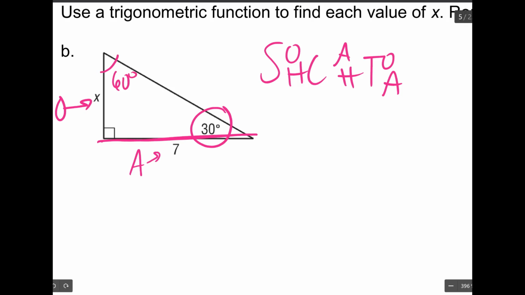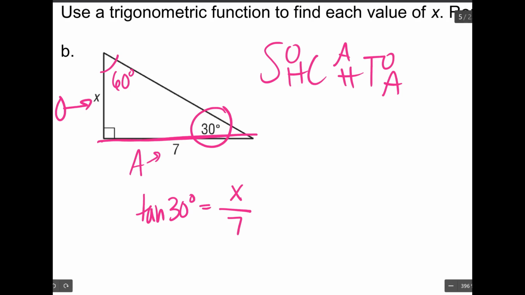There are two ways we could do this. The first way I'm going to show you is with SOHCAHTOA. The second way is with the rules of 30, 60, 90. So let's do a trig function first. Which trig function should I use that has opposite and adjacent? Tangent. Okay. So tangent of 30 degrees is equal to opposite x over adjacent 7.